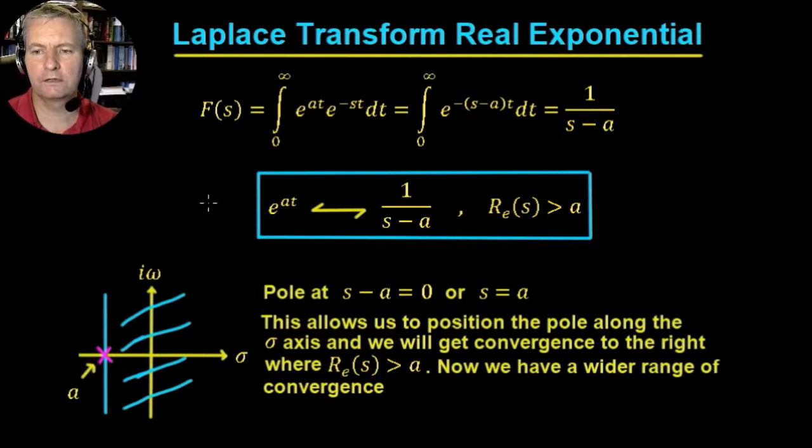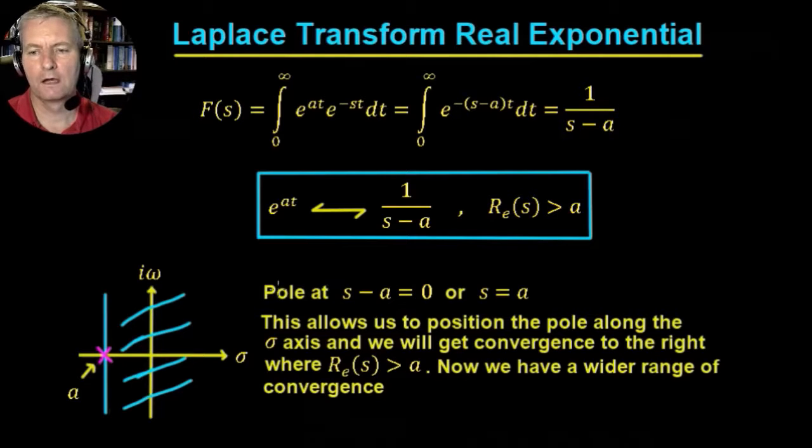So therefore we can say that the Laplace transform of the real exponential e to the at is 1 upon s minus a. But what about the region of convergence? Well, the region of convergence is the real part of s greater than a. We'll be able to see that just in a second.